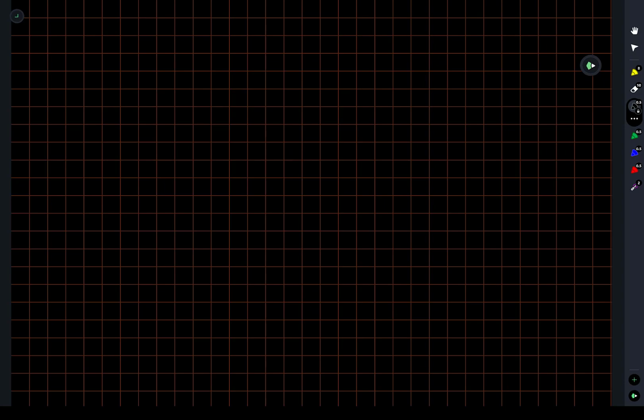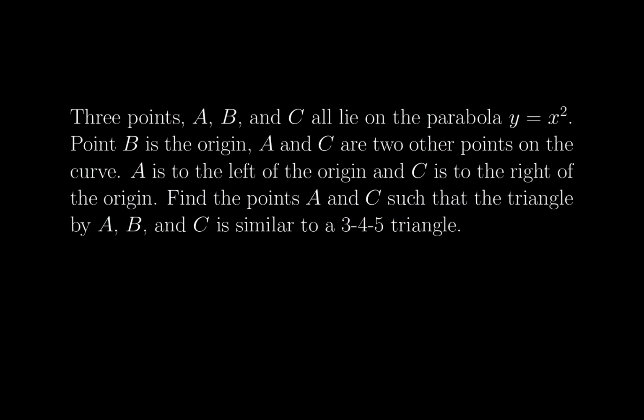Hello everyone, let's take a look at our next problem. This question is very similar to the previous one, where we have 3 points A, B, and C on a parabola y equals x squared, with point B at the origin, and we want the triangle formed by A, B, and C to be similar to a 3, 4, 5 triangle.